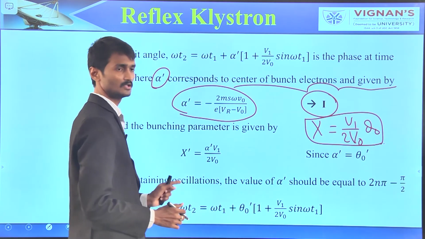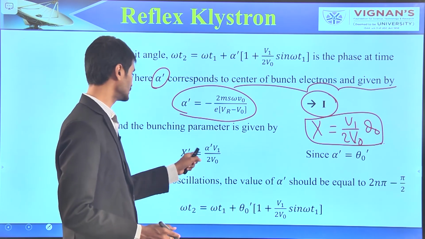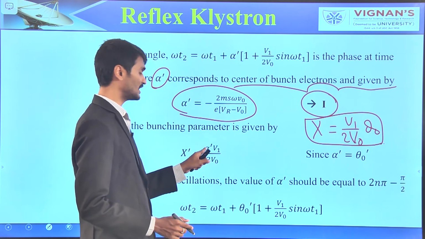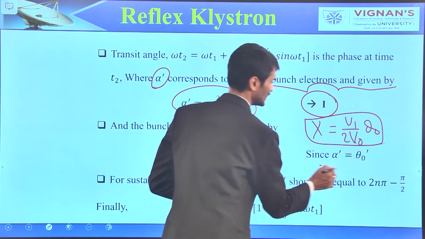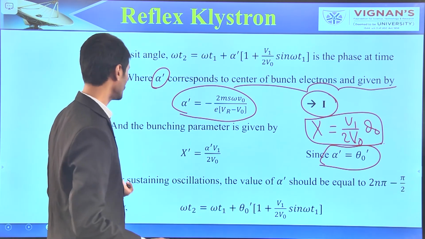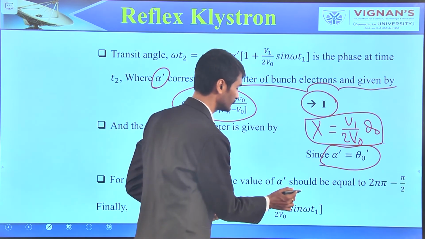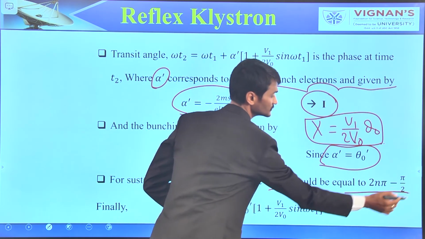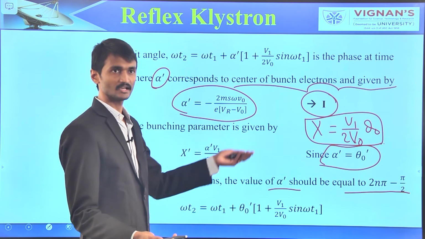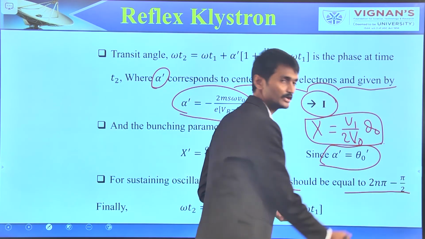Similar one here also. Just for changing the notation, here I am considering it as x dash, which is equal to V1 by 2 V0 into alpha dash. Since alpha dash is nothing but theta naught dash. Okay. So for sustaining the oscillations, the value of alpha dash should be equal to the maximum value of that theta, which we know already, that is 2n pi minus pi by 2.